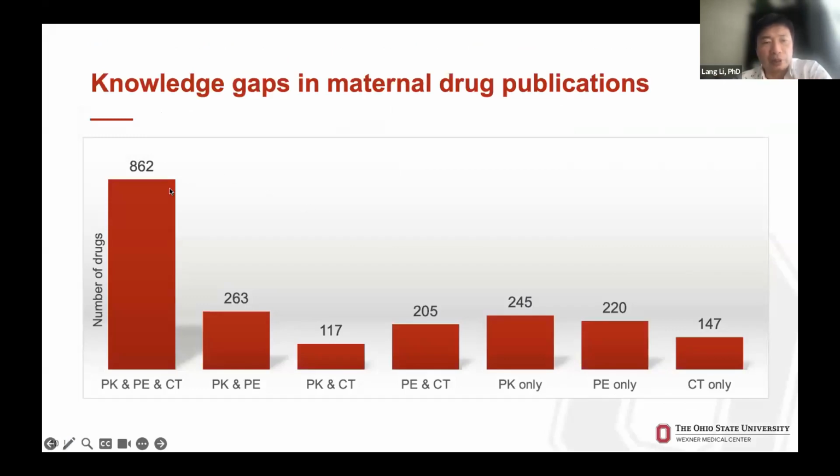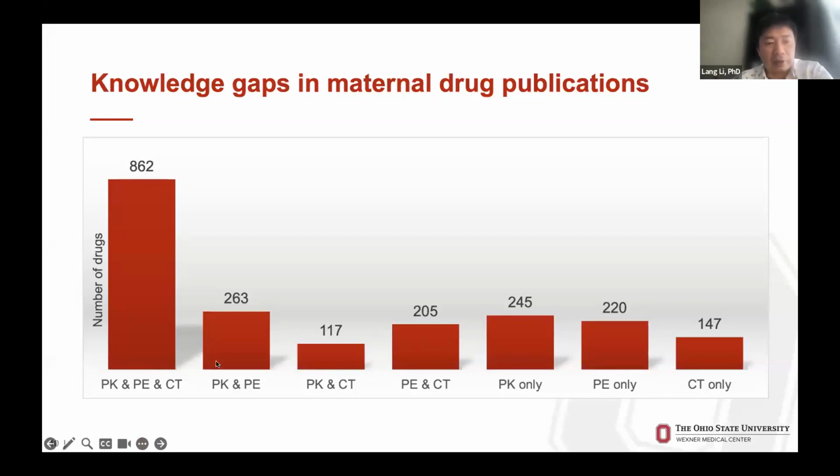So this figure is really showing what we call a knowledge gap in maternal drug research. When I say knowledge gap, it means that we certainly expect every drug to be studied in PK, epidemiology studies, and clinical trials, because that's how drugs should be studied in all aspects of drug research. Technically, we saw that 862 drugs were studied in all three types of clinically relevant studies.